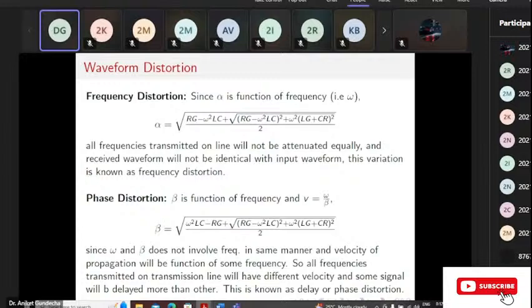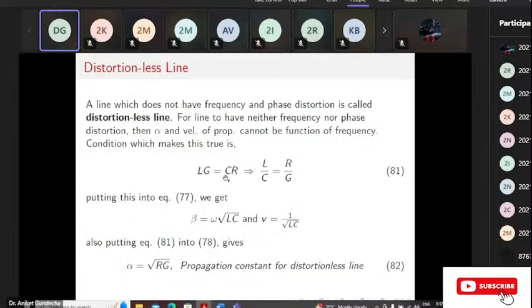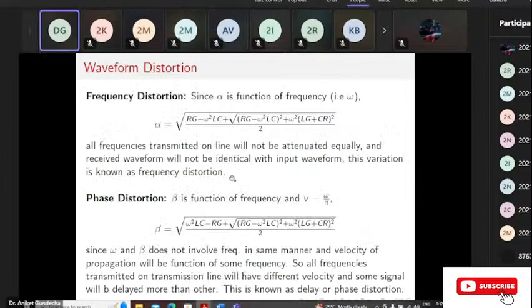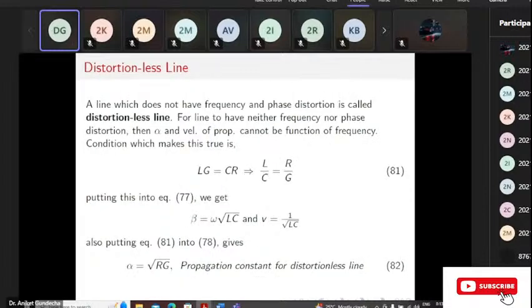Now if you are deriving the condition for a distortionless line, as I mentioned, this is the condition, that is LG should be equal to RC. So you have to put this condition in these two equations and find out the value of alpha and beta. So first you take the equation for alpha, and in that you can put this condition, that is LG should be equal to RC, or L by C should be equal to R by G. And then by putting this particular condition, you get the equation for alpha, which is represented by equation 82, that is alpha will be equal to root RG.